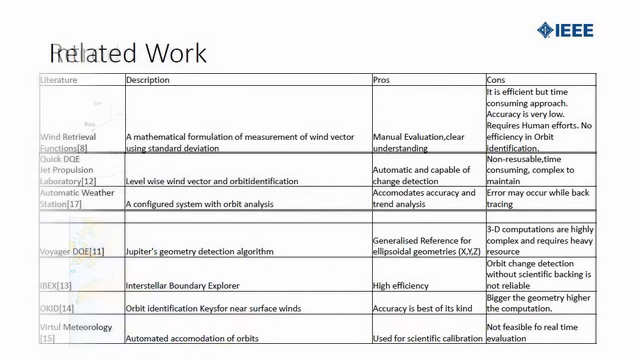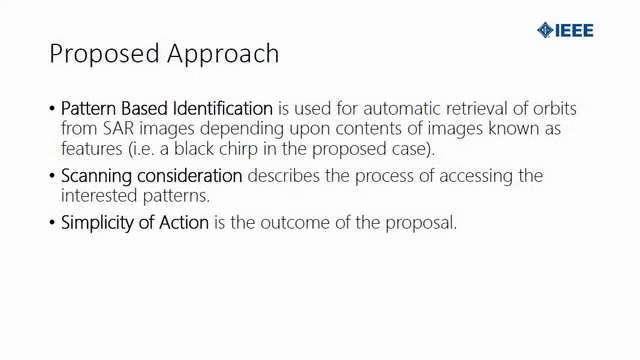Some related work also describes such kind of problems, but there are no meaningful standards established yet. So we have proposed this particular approach, that is pattern based orbit identification from scatterometer images, which is to identify the black shape in our case. But the condition is that the scanning considerations for our images have been defined for simplicity of action.